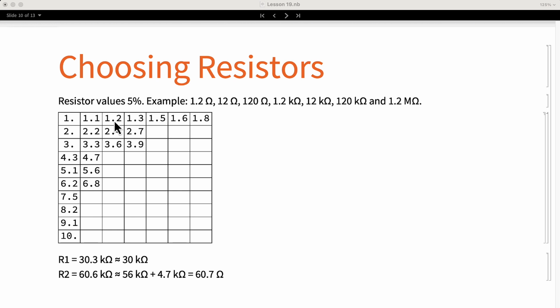In our case, we need a 30.3 kilo ohms resistor. The closest we can get is 30 kilo ohm. There is no 60 kilo ohm resistor. The closest would be 62 kilo ohms. We can get closer by using two resistors in series. For example, a resistor of 56 kilo ohms in series with 4.7 kilo ohms gives us 60.7.